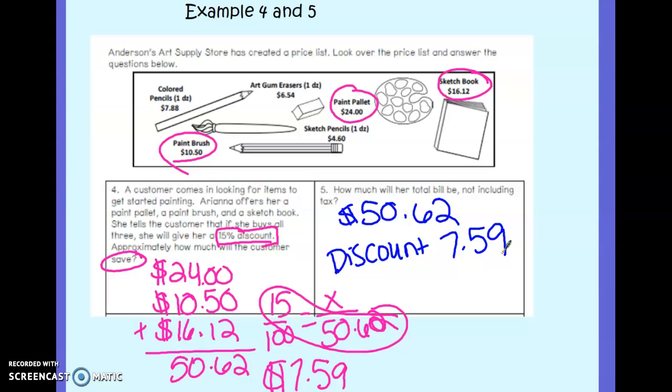So I'm going to subtract $50.62 minus my $7.59, and that's going to tell me how much she paid without tax. So this equals $43.03 without tax.